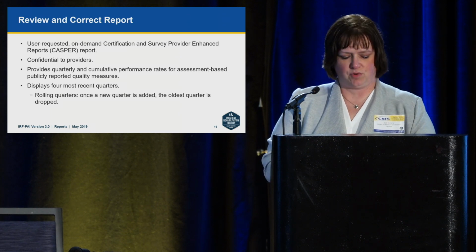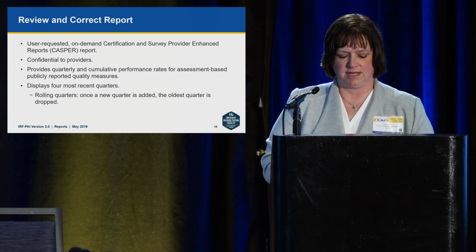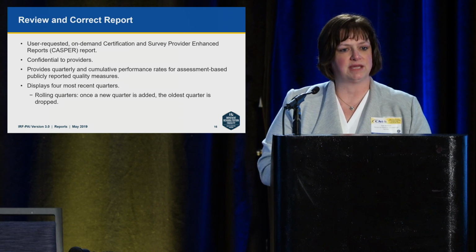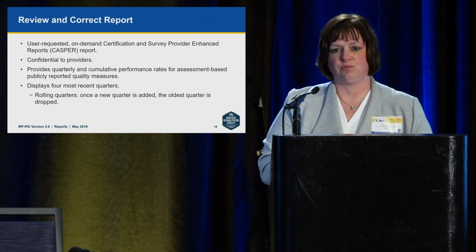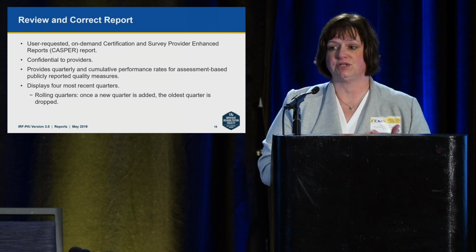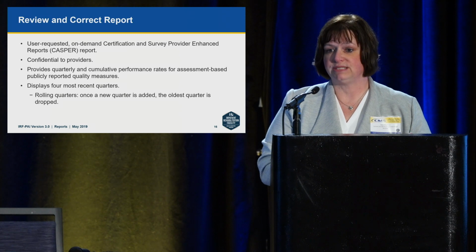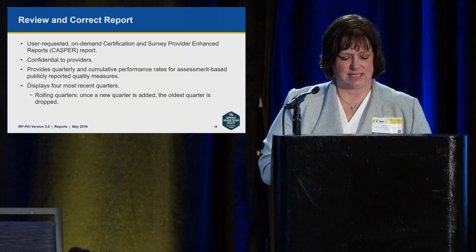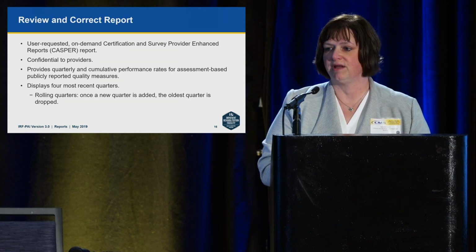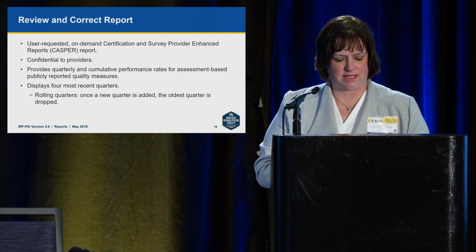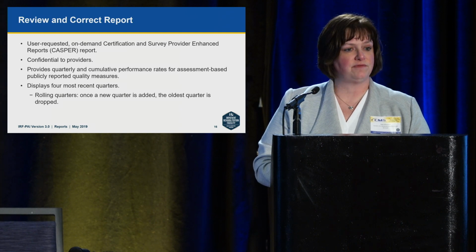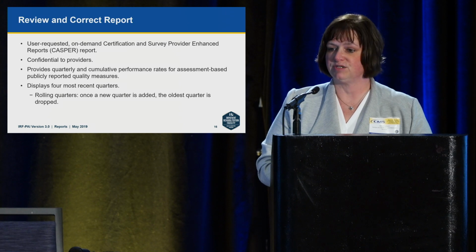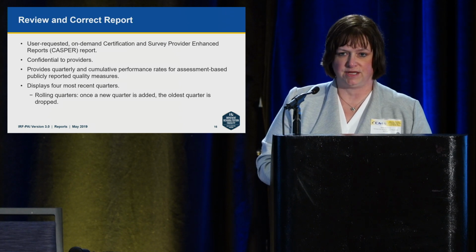The Review and Correct report is a user-requested or on-demand report that's available to you in the CASPER reporting application. By user-requested or on-demand, we mean that this is a report that you can access and run at your frequency, as often as you would like to run it. This report is not automatically generated or created for you. The data on these reports are confidential to the providers, and they provide quarterly cumulative performance rates for the assessment-based publicly reported measures.